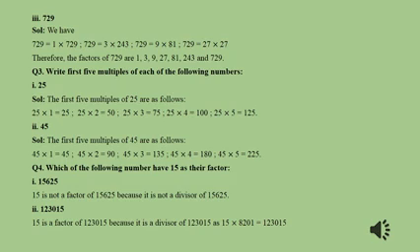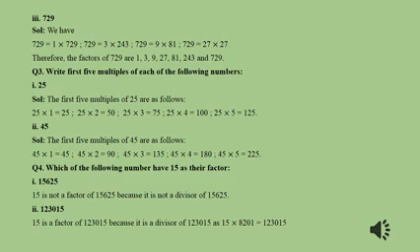Next is question number 4. Which of the following numbers have 15 as their factor? We have been given 2 numbers and we have to find which of the following numbers has 15 as a factor. Factor means we have to find which of these numbers is that number which when divided by 15, the remainder comes out to be equal to 0.